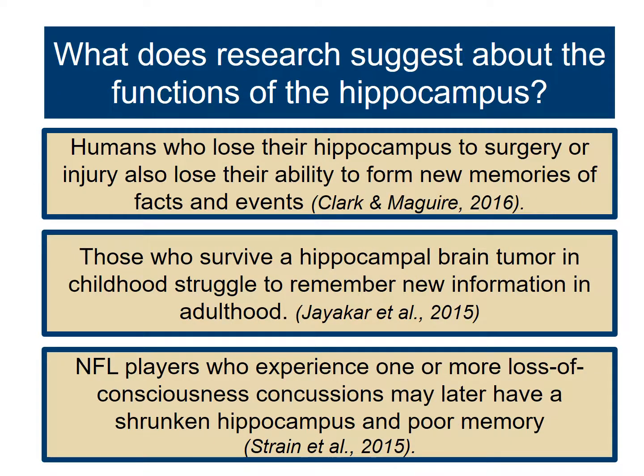Research suggests several functions of the hippocampus. Humans who lose their hippocampus to surgery or injury also lose their ability to form new memories of facts and events. Those who survive a hippocampal brain tumor in childhood struggle to remember new information in adulthood. And NFL players who experience one or more loss-of-consciousness concussions may later have a shrunken hippocampus and poor memory.